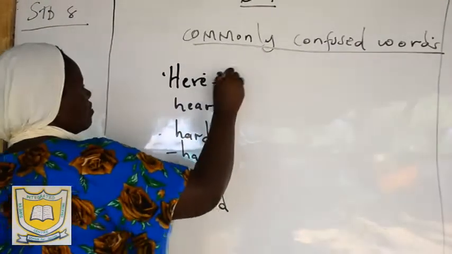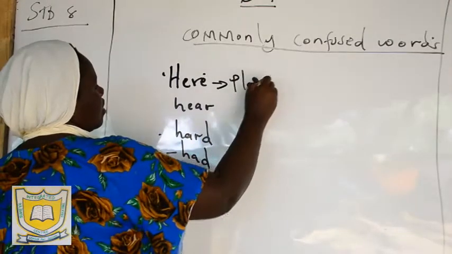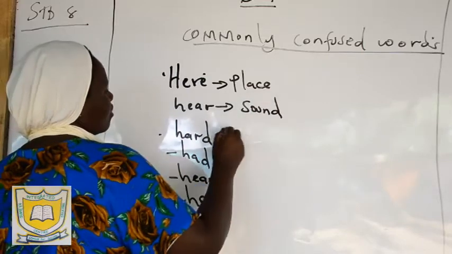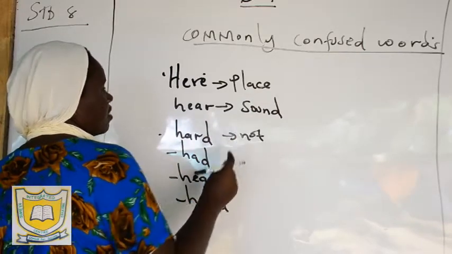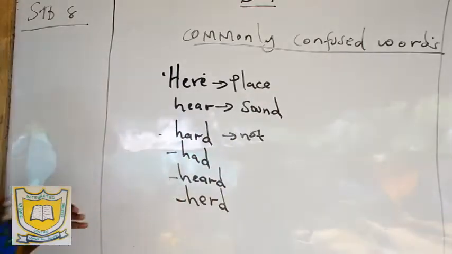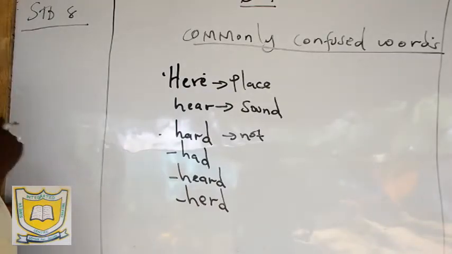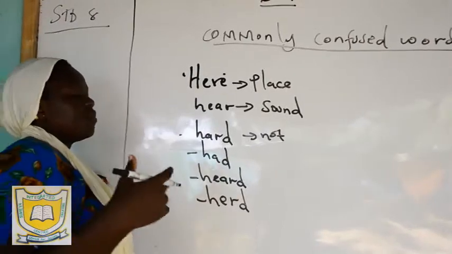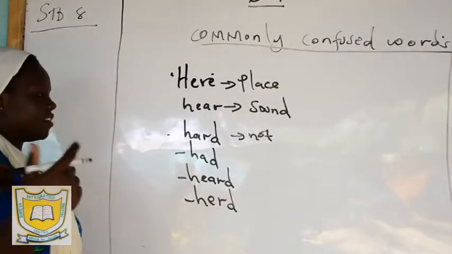Here means place, and hear means the ability to perceive sound. Hard means not easily broken, or if it is a task, we say it is a difficult task. Like you can say the rock is hard to break, or this task is hard, which means not easily tackled.